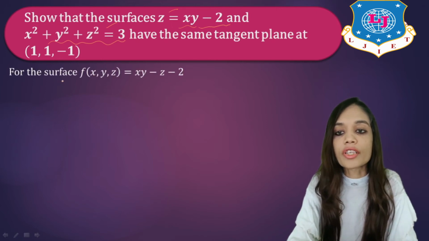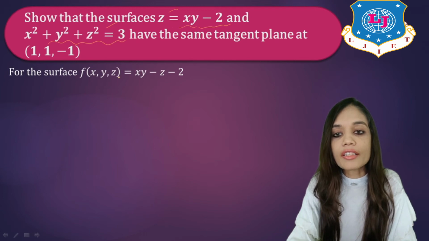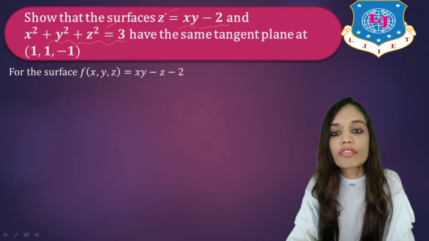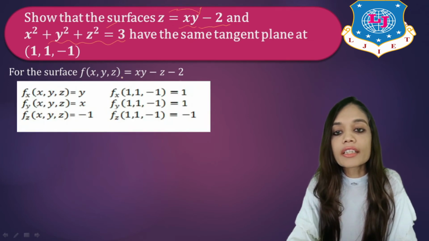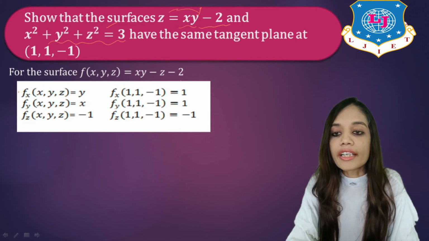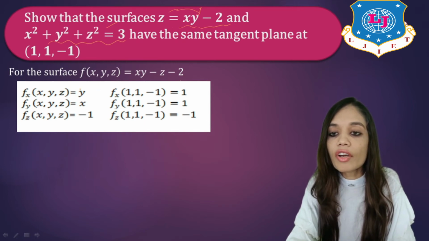For the first surface, f of x, y, z is equal to xy minus z minus 2. We have taken the z on this side. So firstly, let us find the partial derivatives. That is fx at x, y, z, keeping what constant? y and z as constant. So the answer will be y.